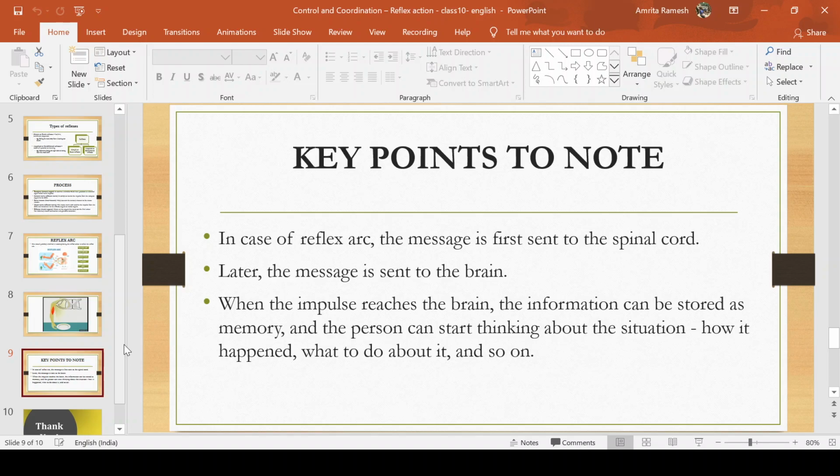Now, when we solve maths, when we study something, all that thinking, analyzing, logical reasoning is done by the brain. Here I told you reflex action happens very, very quickly. There is very little time involved. It has to be very quick. Since it happens extremely quickly, there is not enough time for processing and thinking.